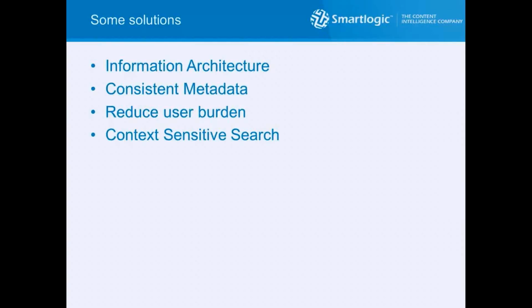Well, the first thing we can do is apply an information architecture. It's easier to find stuff if you've got some idea of where it should be. It's much easier to find a specification for a product if you know there's a specifications library in the product engineering site. The next thing we can do is apply consistent metadata.